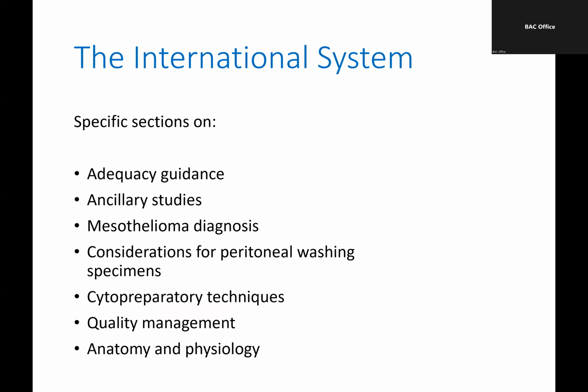The International System book, however, contains much more. There are specific sections on adequacy, ancillary studies, the diagnosis of mesothelioma, considerations for peritoneal washing specimens, cytopreparatory techniques, quality management, and also anatomy and physiology.